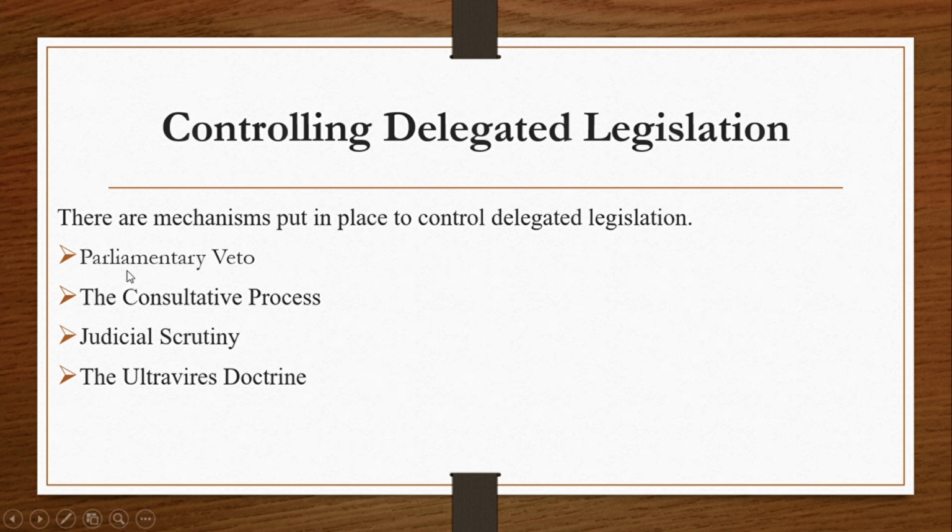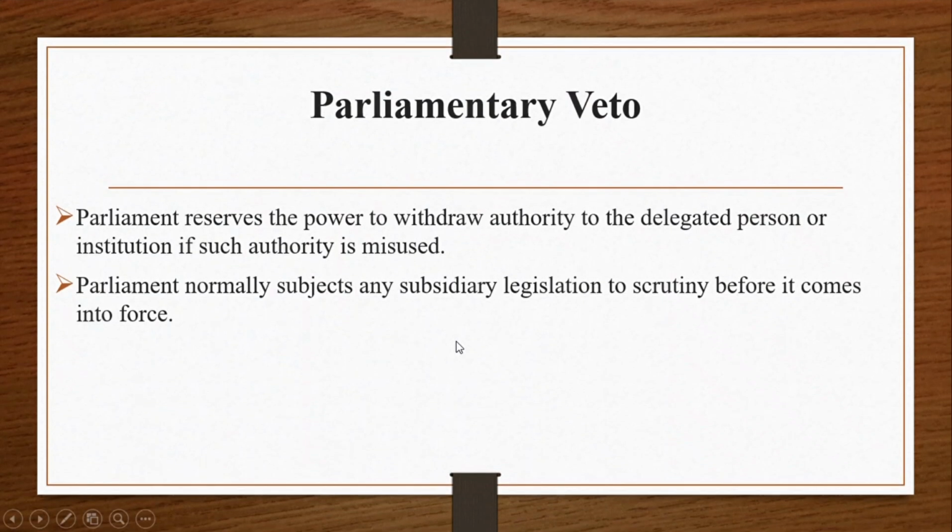The first one is parliamentary veto, then we have the consultative process, we have the judicial scrutiny, then we have the ultra vires doctrine. These are the 4 mechanisms that are put in place to control delegated legislation. So we are going to look at each of them in detail. So the first one is parliamentary veto.